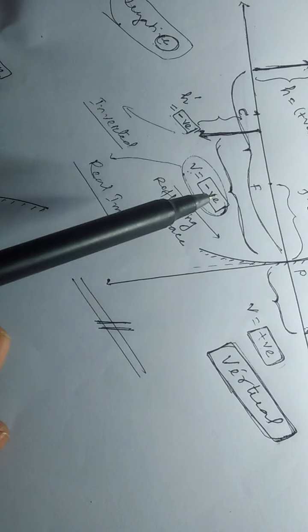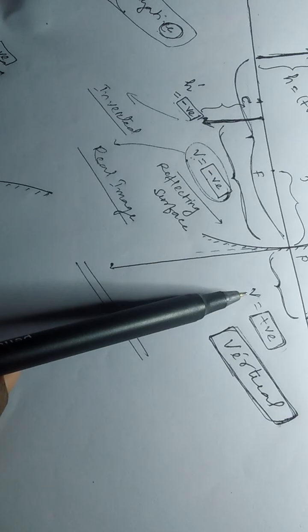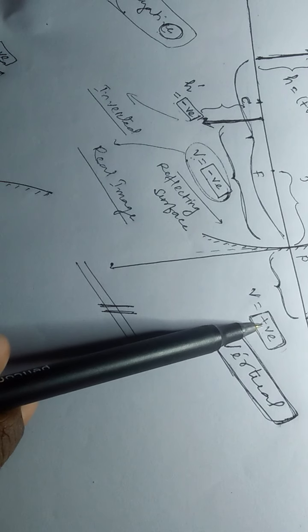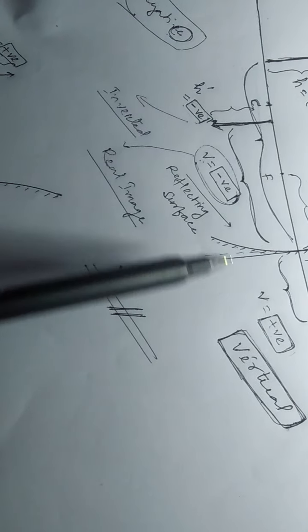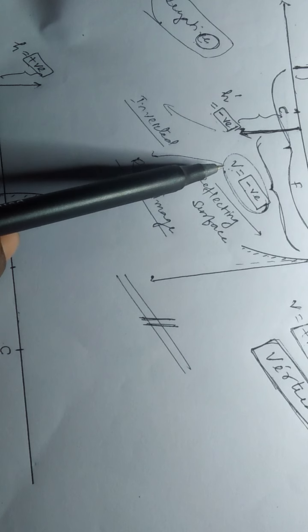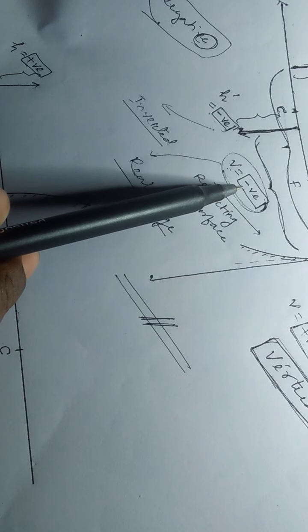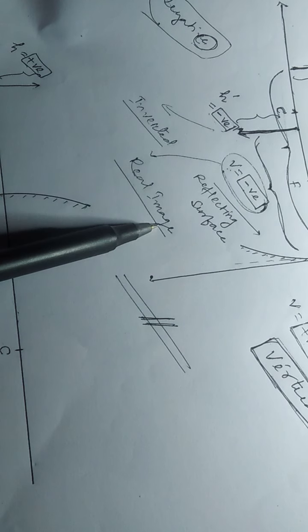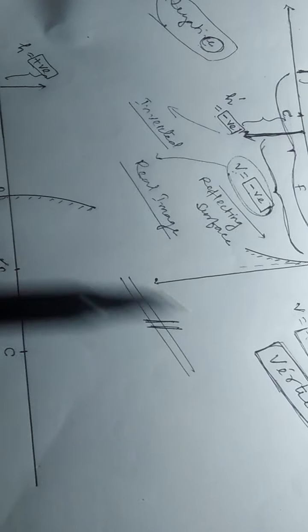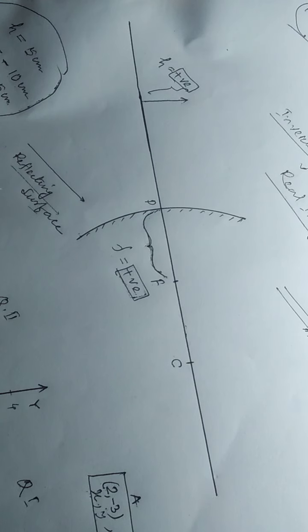If after calculations the value of V comes positive, then I will say that image is virtual. Or if the value of V is coming negative, then I will say the image is real. So it is your home task, you will solve it.